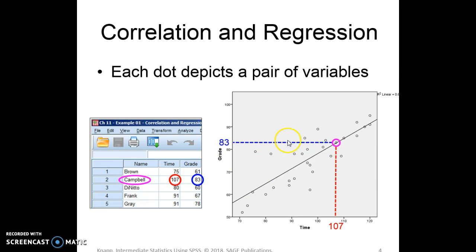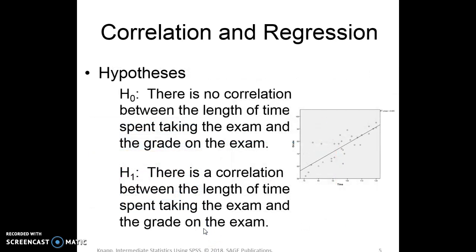As a matter of fact, you take these measurements right here, and you take this one and divide it by that one, and you've got the slope of this line. I think you probably remember that from your college algebra class. Here's the hypotheses. There is no correlation between the length of time spent taking the exam and the grade on the exam. And then there's the motivated hypothesis. We're not going to read that right now.